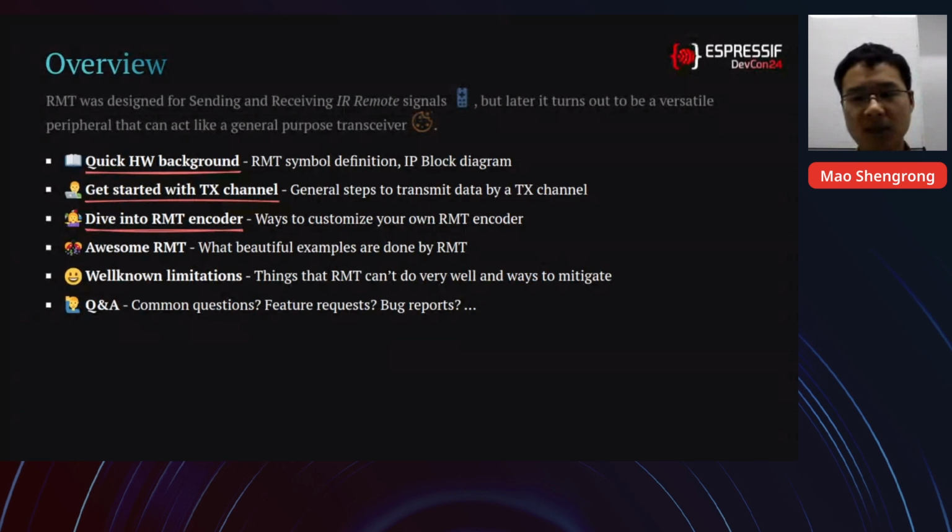Next, we will discuss how to construct your own RMT encoder. There are two types, combinator and traditional callback function. Following that, we will explore some impressive examples implemented with different RMT encoders. Finally, we will address some limitations of the RMT hardware and how to mitigate them. And of course, your feedback is always valuable.